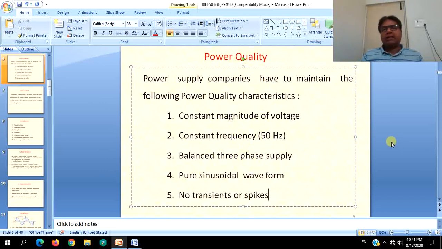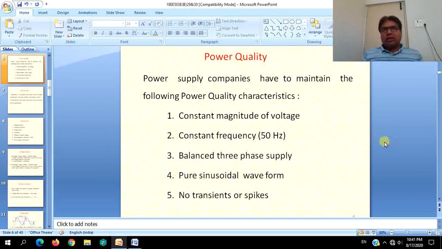what do you mean by balanced three-phase supply? It comes from the fact that not all the loads are three-phase. Most of the domestic loads are single phase. Even for commercial and industrial, lighting load and even some power loads are also single phase. For domestic, three phase is very less. For commercial, it may be more. For industrial, it may be even more.